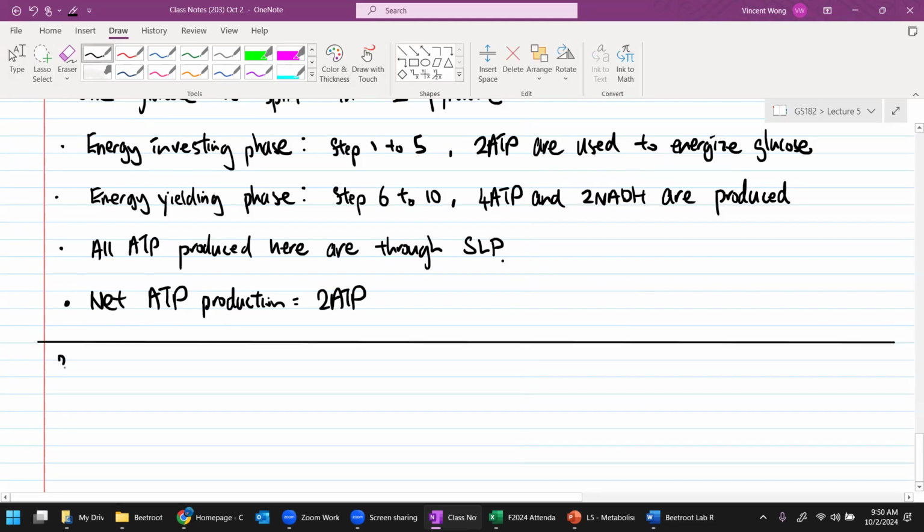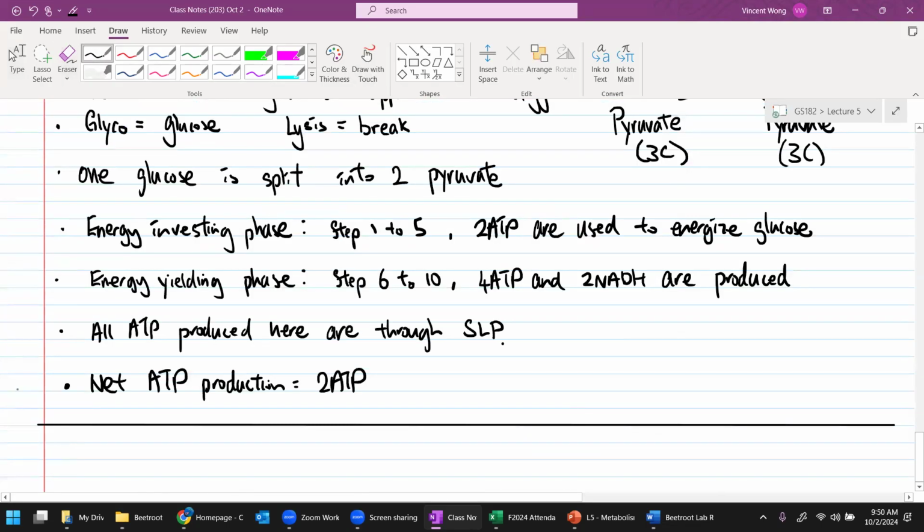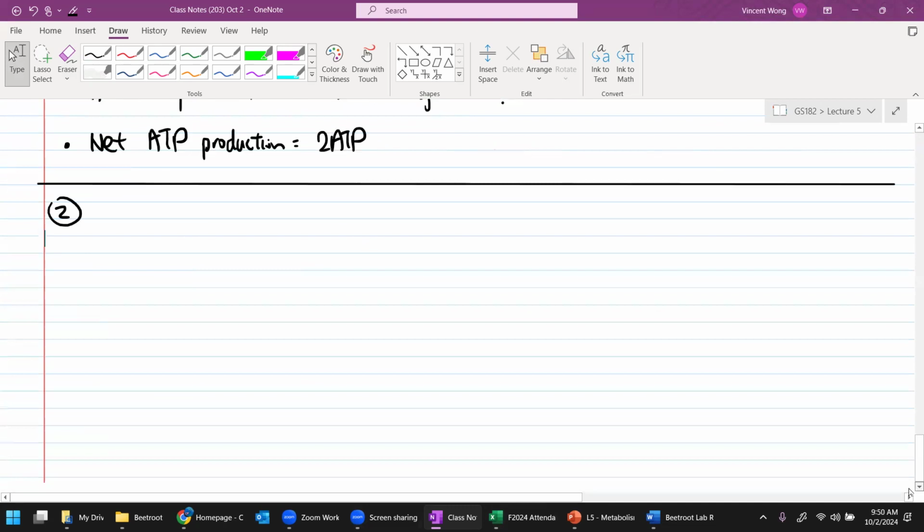Step 2, stage 2. Oh, I just wrote 1. Okay, so I'm just gonna write 2 here. Stage 2. Okay. Stage 2 is called pyruvate oxidation. Not surprisingly, stage 2 is called pyruvate oxidation because we just created pyruvate from the first step. And the next thing we're going to do is we're going to oxidize it even more. We're going to rip more high energy electrons from it.